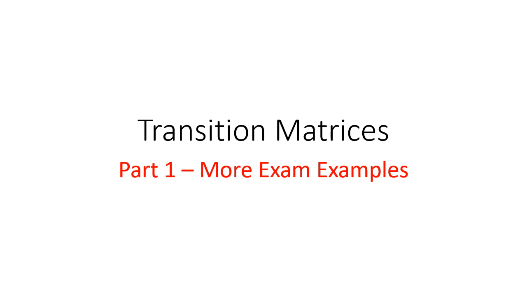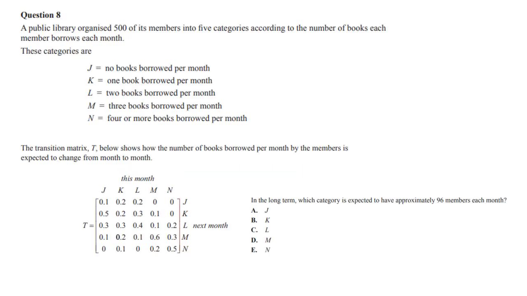Transition matrices, part 1, more exam examples, because you need lots more of those. This is always a big part of the exam. This is 2018 Exam 1, question 8. It says we've got a public library with 500 members in these 5 categories, and we've got a transition matrix T, which they've given us.